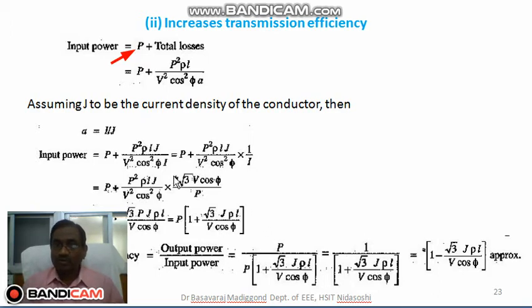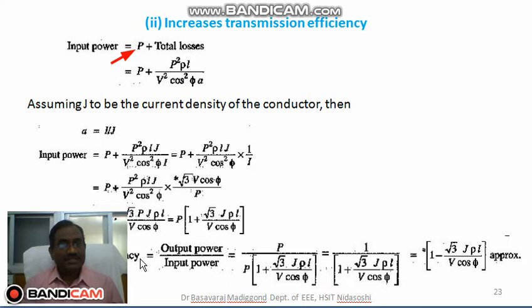I think you have understood this equation, right? I have just substituted the value of I here. I is equal to P divided by root 3 V cos phi. Since I is in the denominator, root 3 V cos phi goes to the numerator and P will be in the denominator. So finally we get P into (1 plus root 3 J rho L divided by V cos phi).